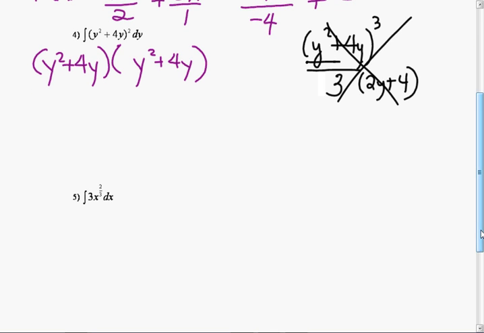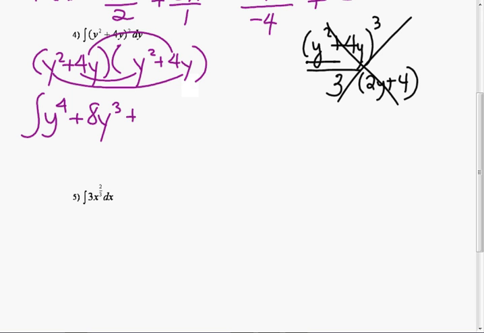Okay, so we're going to multiply that out. So it's the integral of y to the what? Fourth. And honestly, when I square binomials, and I know the trick to doing it, I still write it out. This is going to give you 4y cubed and another 4y cubed, which is 8y cubed. It's so easy to mess it up, but anyway. And it's plus 16y squared.